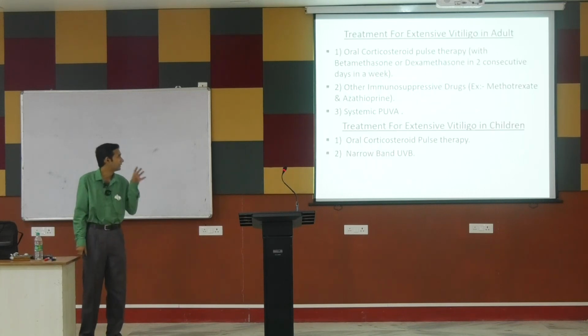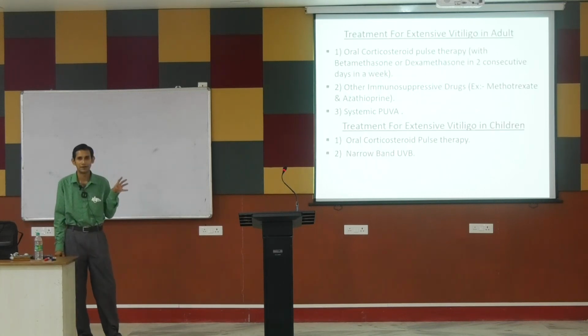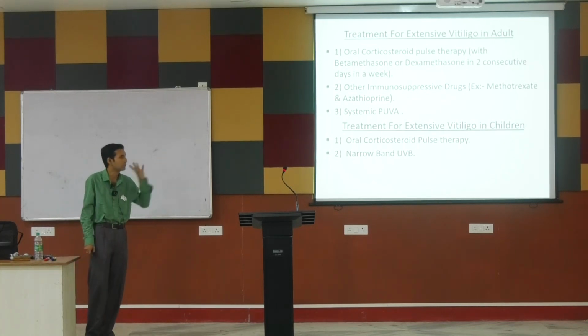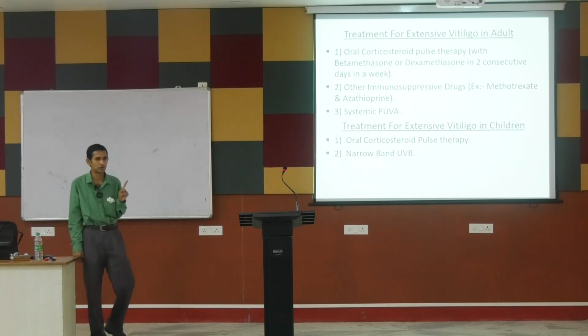Now coming to the treatment for extensive vitiligo in the adult. Extensive vitiligo means more than 20% of the body surface area involvement, or rapidly spreading disease. Then what can be done? Oral corticosteroid mini pulse therapy, or systemic corticosteroid pulse therapy, can be done.